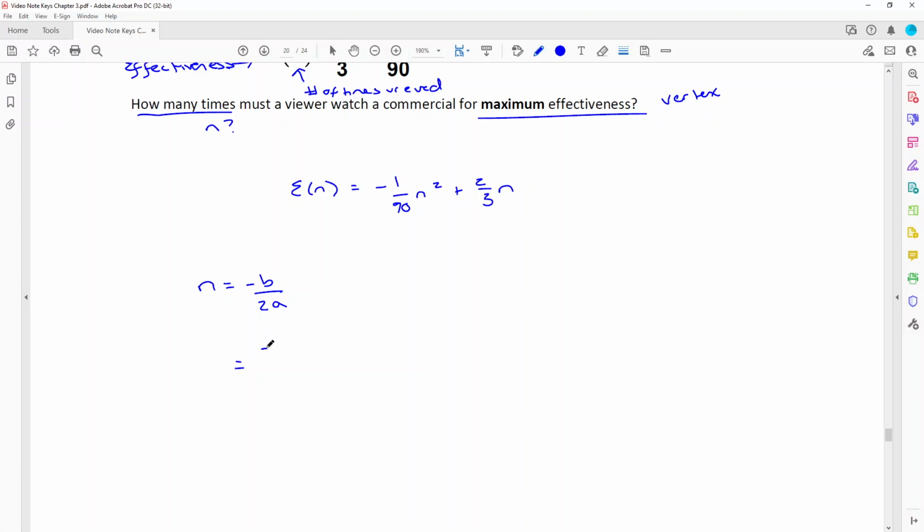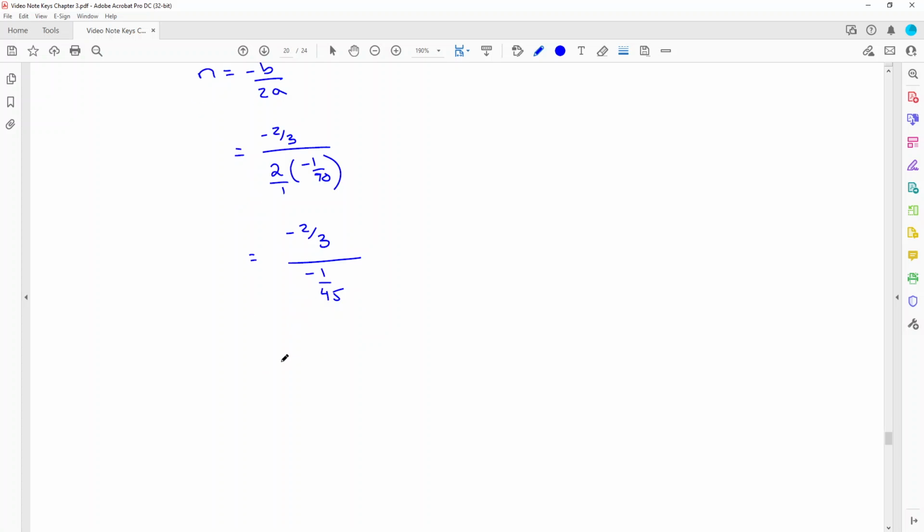So -b would be -2/3 over 2a, which would be 2 times -1/90th. Okay, let's see how we can simplify this. Well, 2 over 1 times -1 over 90 is -1 over 45. Right? Simplify the 2 and the 90. And then I'm going to rewrite this as -2/3 divided by -1 over 45. Flip and multiply, so I get -2/3 times. Now I always keep the negative in the numerator. So -1 over 45 is the same as -45 over 1.